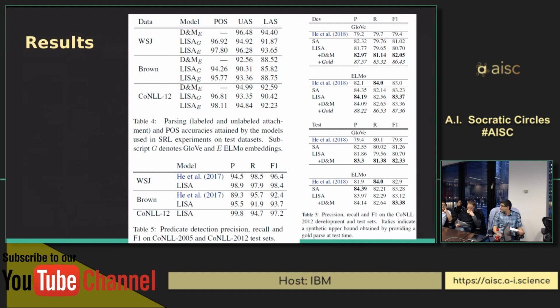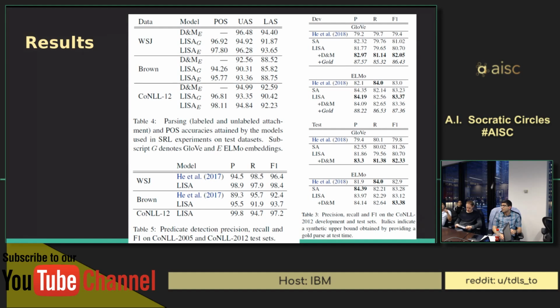Could DNM be added to the one on the top, the He et al.? No, because that's the previous architecture. If you add it, you're basically recreating LISA. And there is no way to do that because we don't have that modular, separate extra head. If you add it, then you have LISA.